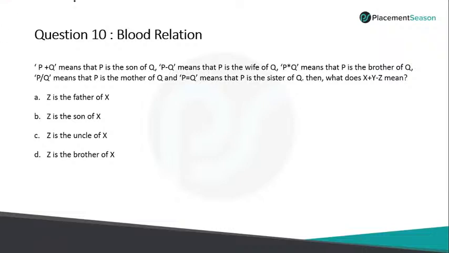Okay, next, blood relation. Again, the conditions are given. P plus Q means P is the son of Q. P minus Q means P is the wife of Q. P into Q means P is the brother of Q. P slash Q means P is the mother of Q. P equal to Q means P is the sister of Q.